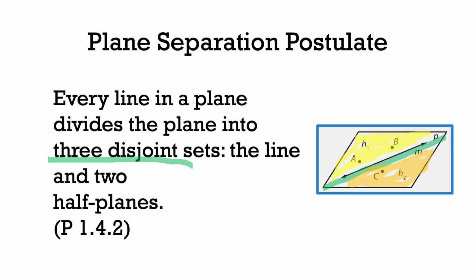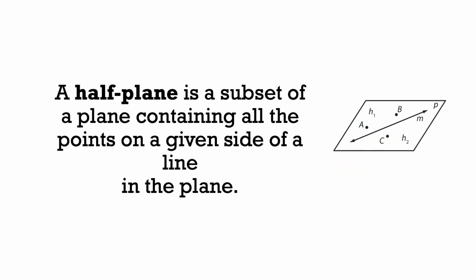You don't have to write these definitions word for word. I tend to draw a picture and just label it. So the half plane, which was kind of given to you in the previous example, is that part, the subset of the plane that has all the points on the given side of the line. So here's my half plane that I shaded. Okay, it is half of a plane. It's not rocket science.